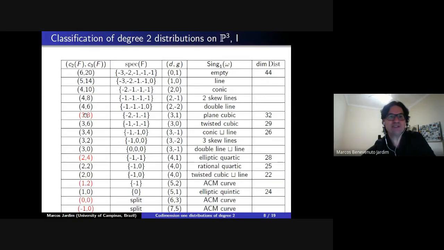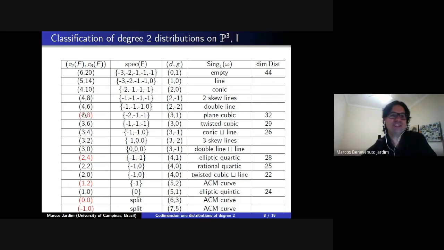when you are in the lower part of the table, C2 equals 3 and below, we have good control of the stable reflexive sheaves. So stable reflexive sheaves with small second-chain class 3 and below are well understood, in the sense that there is a bunch of literature that tells you everything you need to know about these sheaves. So for this lower part of the table, it's easier to look at the sheaves and construct the distributions starting from the sheaves.